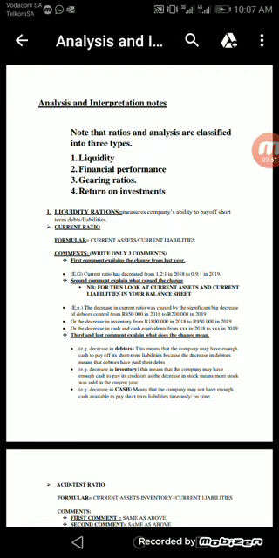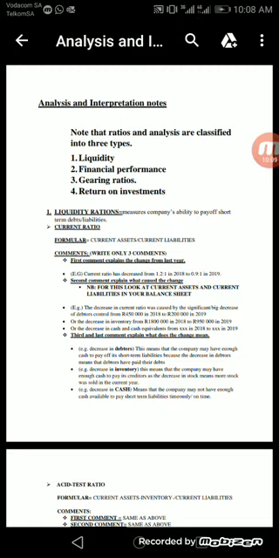So first comment, you'll say current ratio has decreased or increased depending on what happened. You would have calculated for the current year and you compare that to that of last year. Current ratio has decreased from 1.2:1 in 2018 to 0.9:1 in 2019. Second comment now.